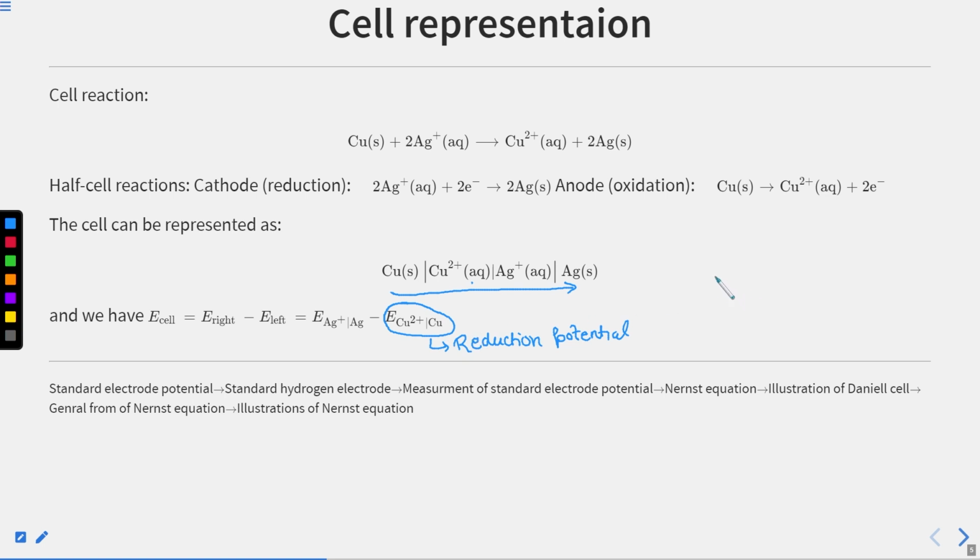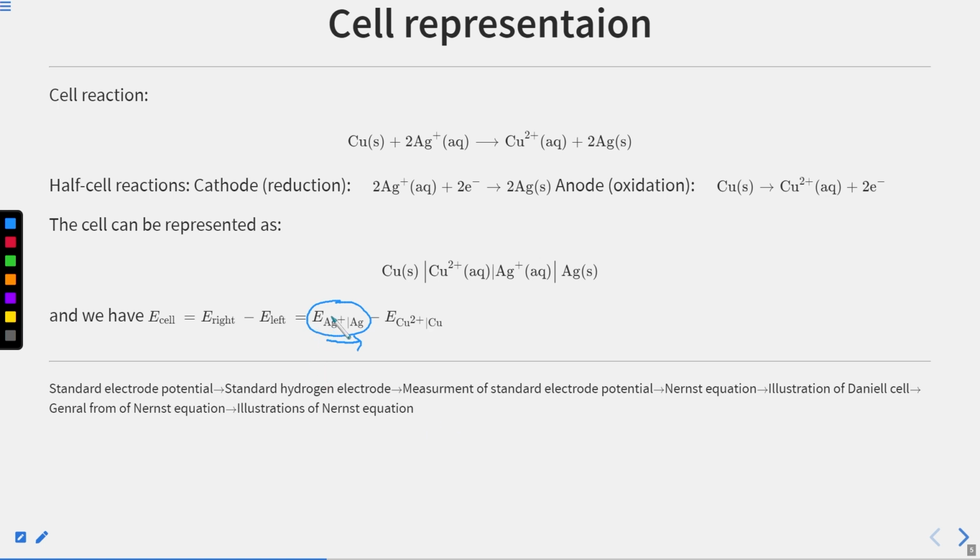So if it is ECu2+ plus ECu, we are taking a negative of it, and then we are adding both of these to get our E cell. Now one more thing to notice here is this E representation, the EMF representation. You have to keep this in mind also. It is also following the same convention, going from left to right.